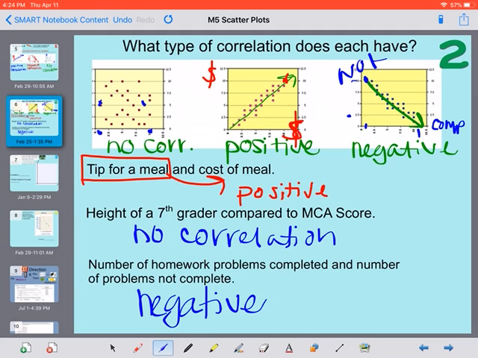If you look at the other graphs, they don't make sense. If you complete a lot of problems, that doesn't mean that you're going to have a lot left. That means you have less left. So in the positive correlation, x and y are both getting bigger. Here, x and y are opposites of each other.